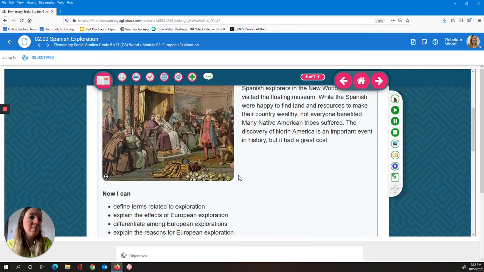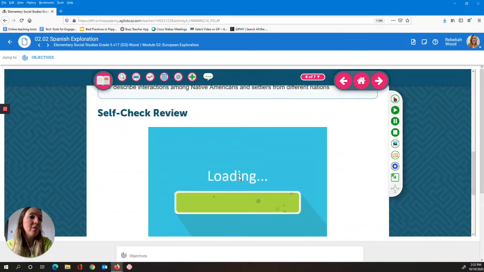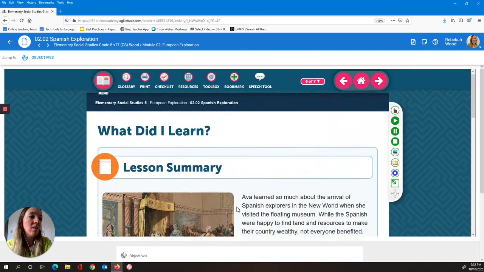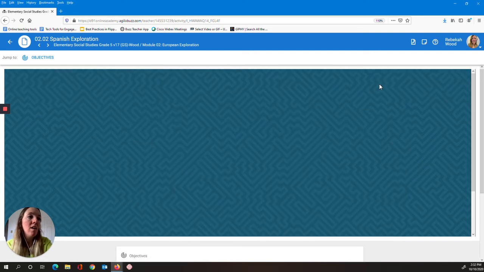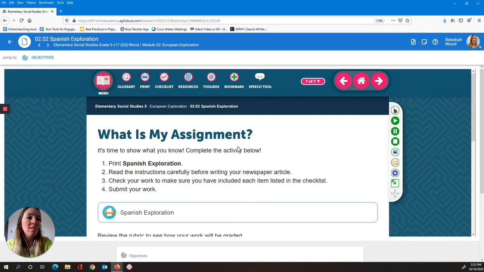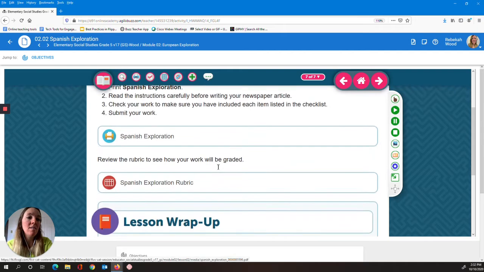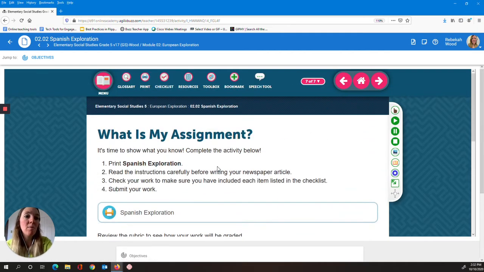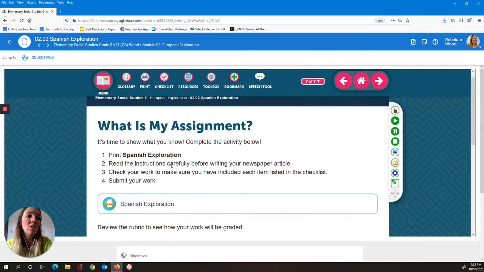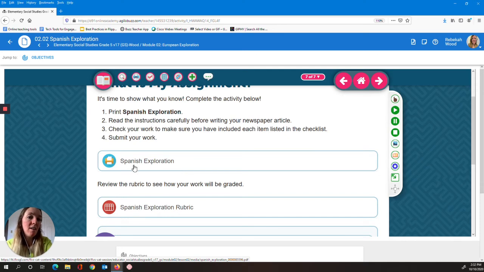And here's our lesson summary. What we learned, there was a self-check review activity. Go ahead and do that if you haven't already. And what is my assignment? So this actually is the assignment we're going to do. So it says print Spanish exploration. You don't have to print that.